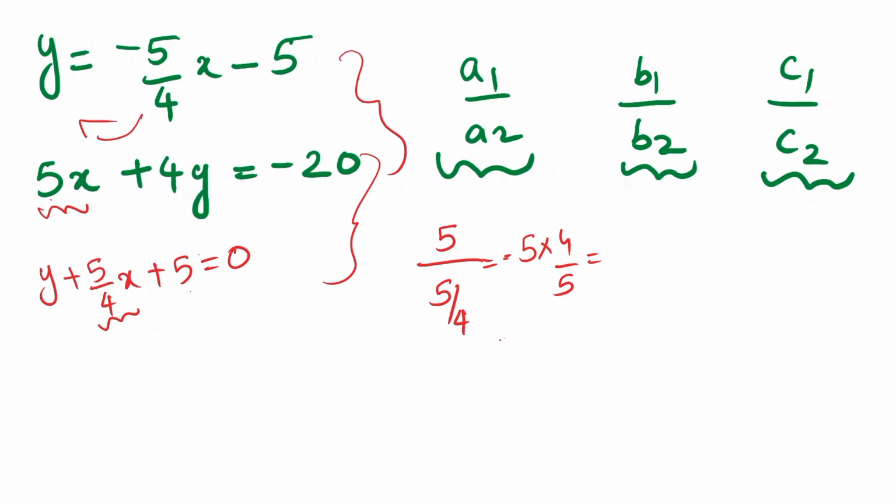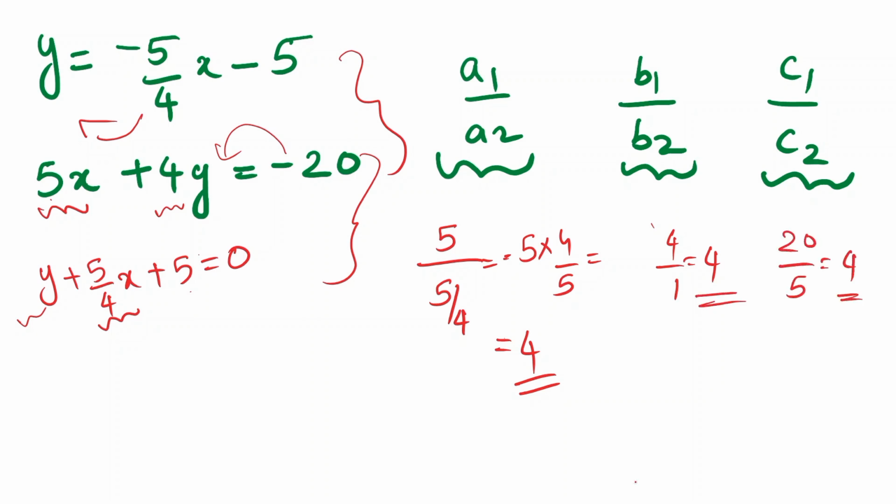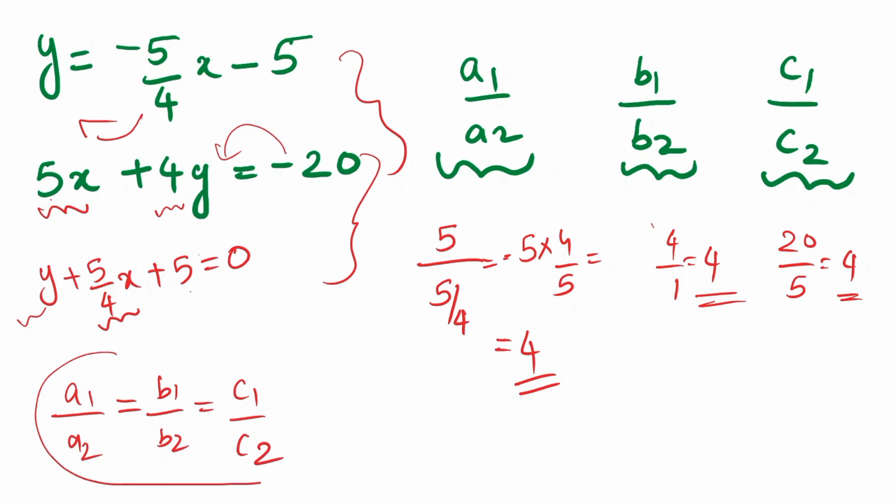20 divided by 5, that is 4. And for the second, b1 by b2, 4 divided by 1, that is also 4. c1 by c2, minus 20 comes here and it becomes positive 20. 20 divided by 5 is 4. All these ratios are same. Okay, a1 by a2 equals b1 by b2 equals c1 by c2. So if everything is same means it's the same line. Okay, y-intercept is same and the slope is also same.